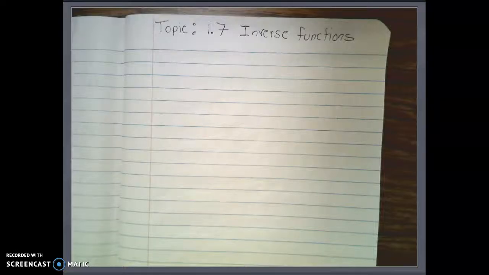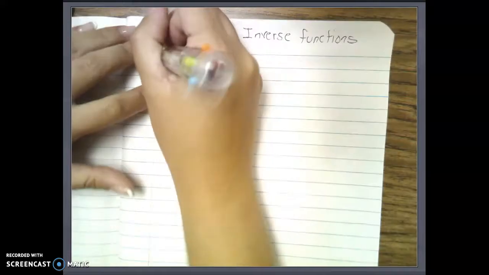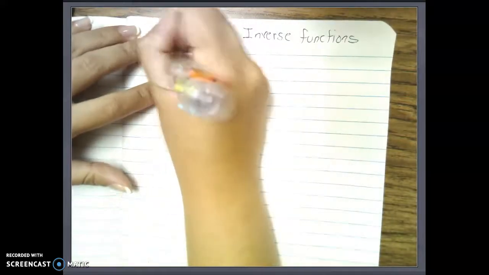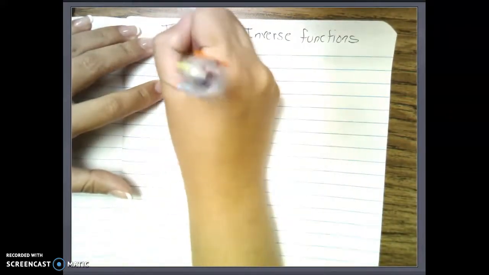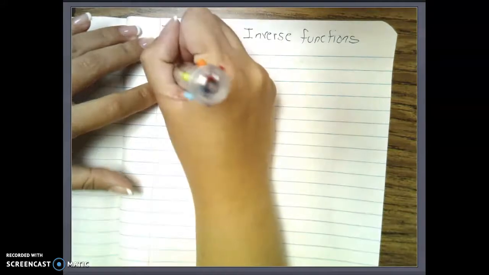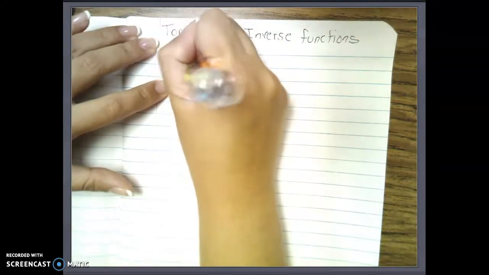So today's topic is 1.7 inverse functions. Inverse functions are basically written as f to the negative 1 power of x. This is my notation for inverse functions.